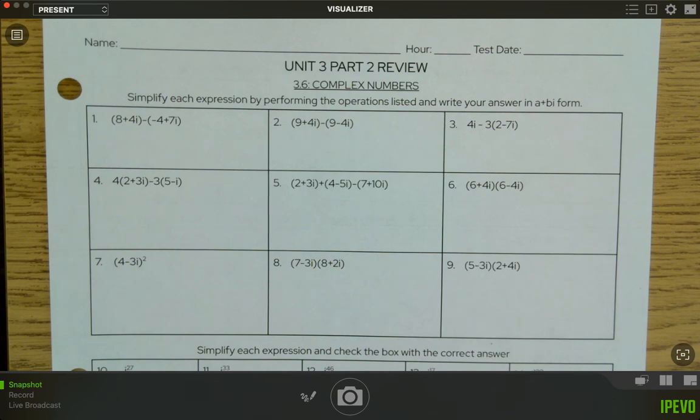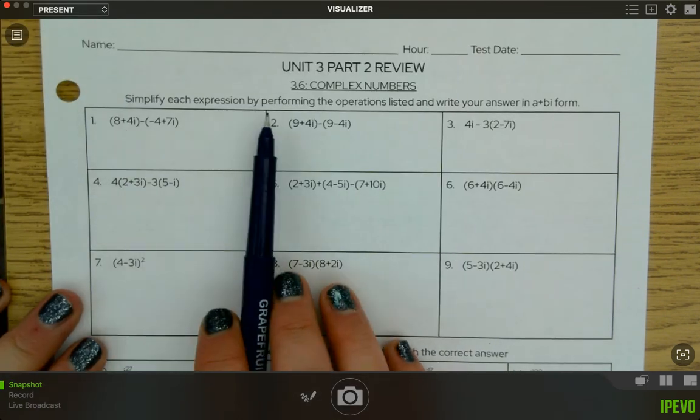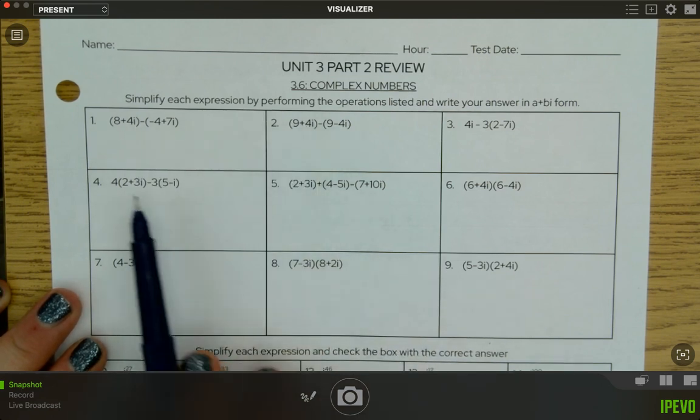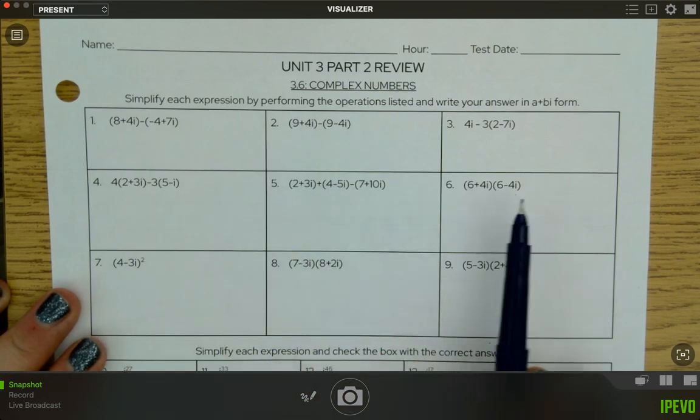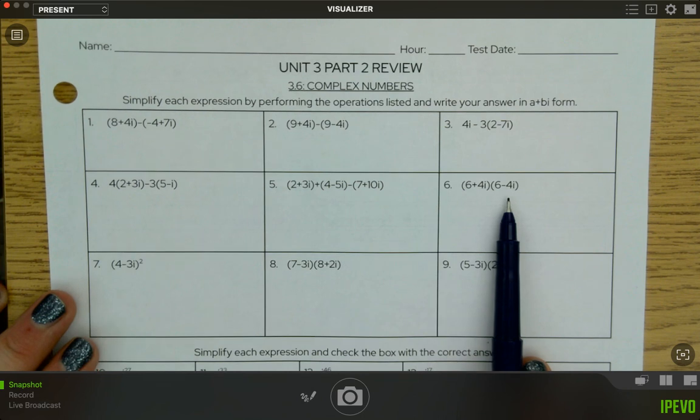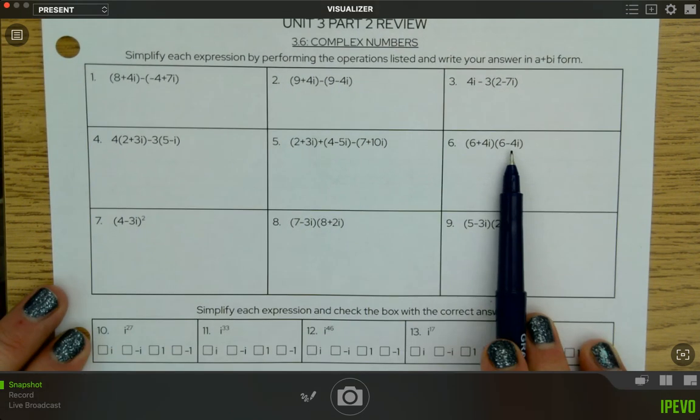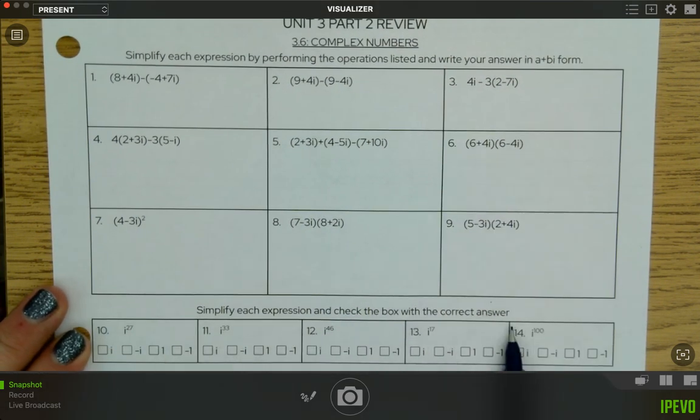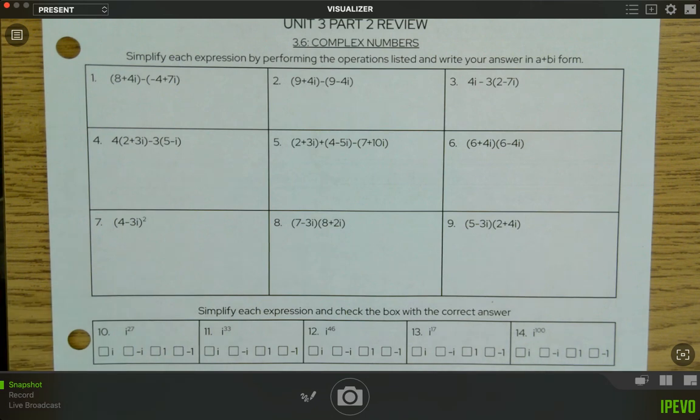This was section 3.6. Basically, you're going to need to be able to add and subtract, multiply, like this, and simplify powers of i, such as these down here. Okay, add, subtract, multiply, simplify powers of i. And then something that goes throughout this whole part of the unit is solving equations, so being able to solve equations that have an i as part of the answer.